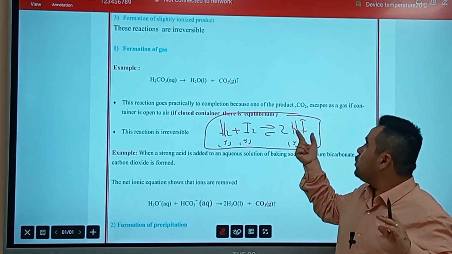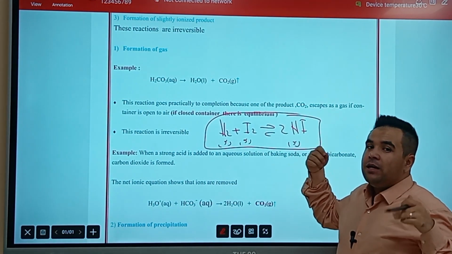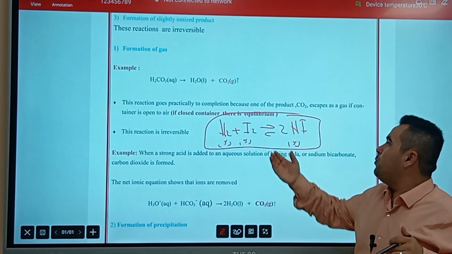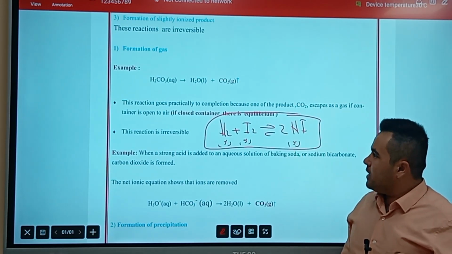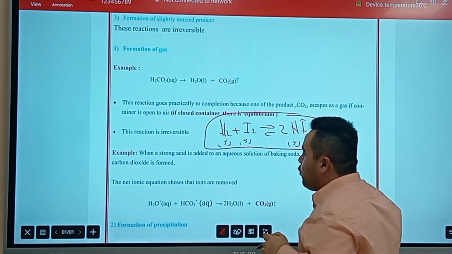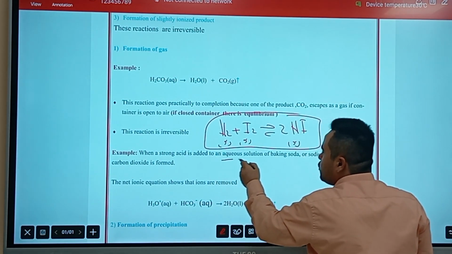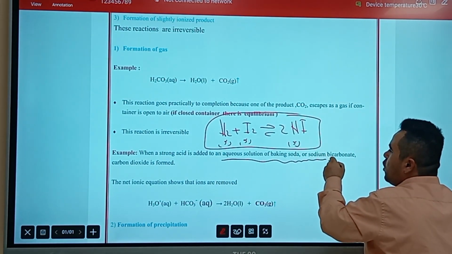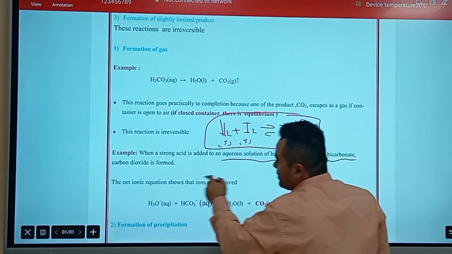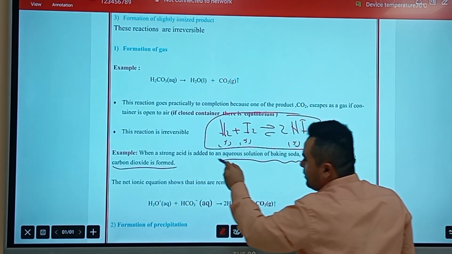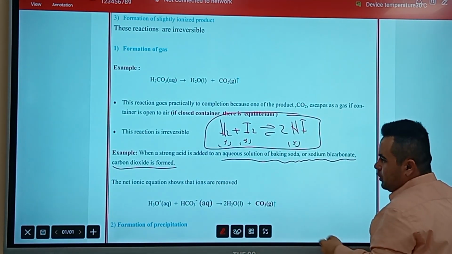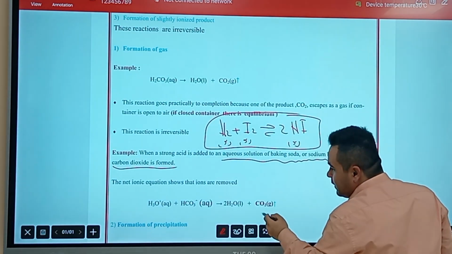And whenever the system is closed, that gaseous product is not able to escape, and then there will be a reversible process. When a strong acid is added to an aqueous solution of baking soda or sodium bicarbonate, we can say carbon dioxide is formed, guys. In this equation, the net equation shows that ions are removed.